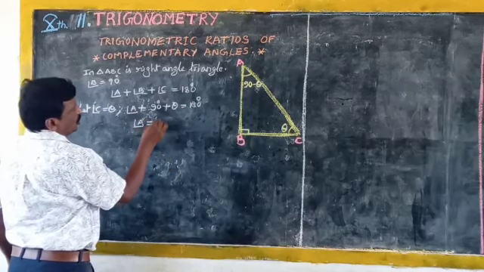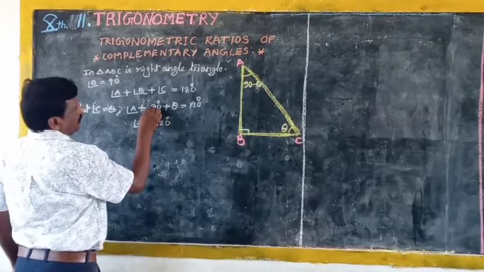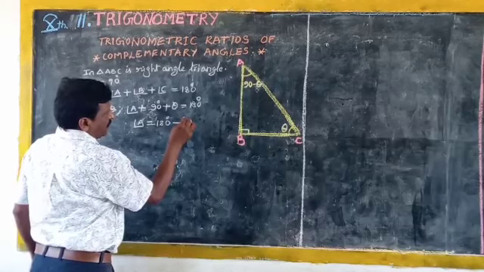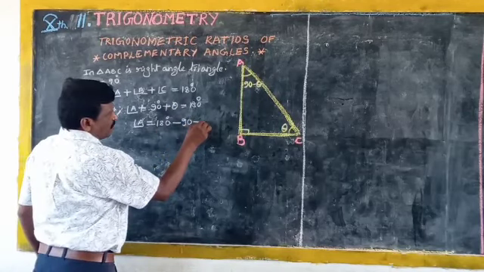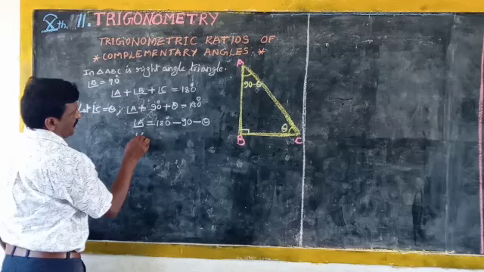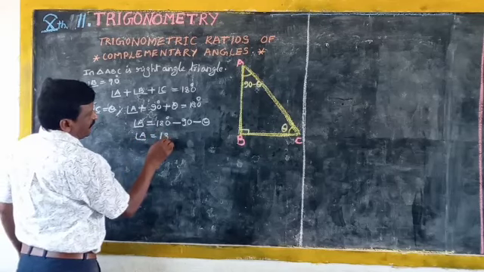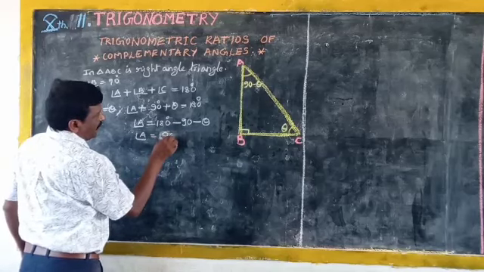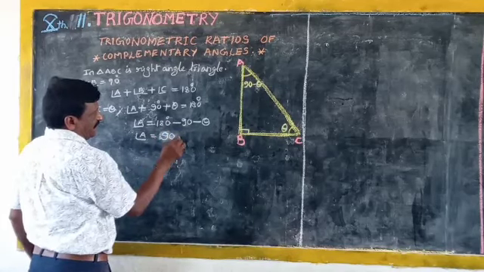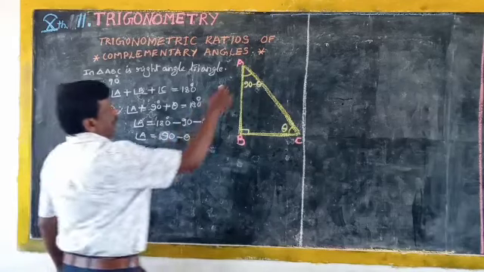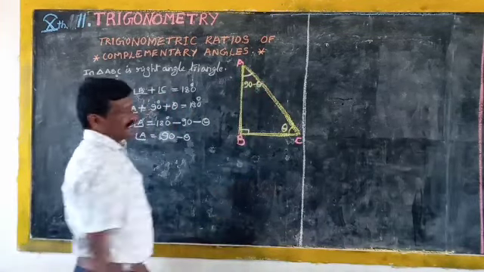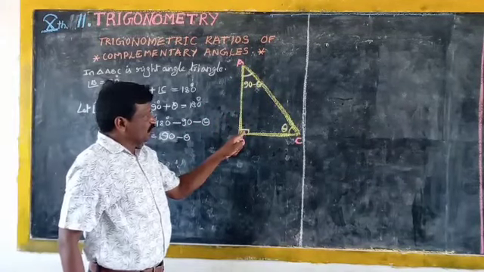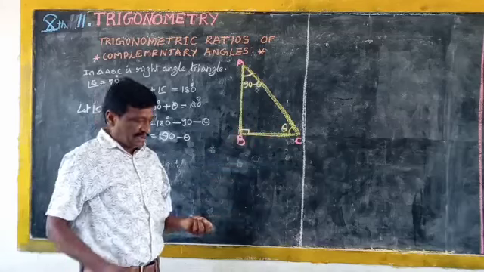Angle A is equal to 180 minus 90 minus theta. So angle A is equal to 180 minus 90, which is 90, minus theta. So angle A is equal to 90 minus theta. Angle B is equal to 90 degrees. Angle C is equal to theta.